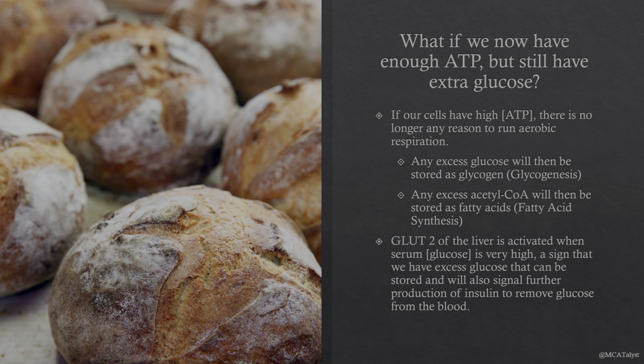So I want to bring up that glucose transporter GLUT2 again. GLUT2 is on the liver and is activated when there's a ton of glucose in the blood. Basically, this is just a sign that we have excess glucose and that we can start storing some of it. Whenever GLUT2 is activated, the liver can take some of that glucose that it's pulling in and actually start to store it as glycogen. So GLUT2 being activated is one of those signals that we can start saving glucose as glycogen.